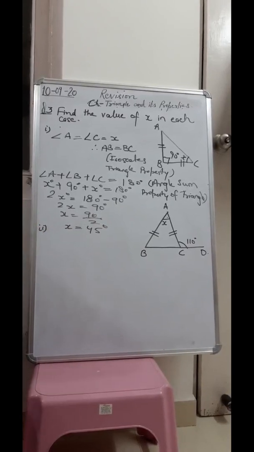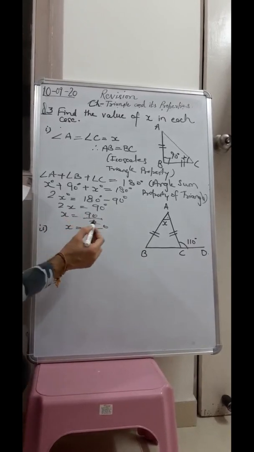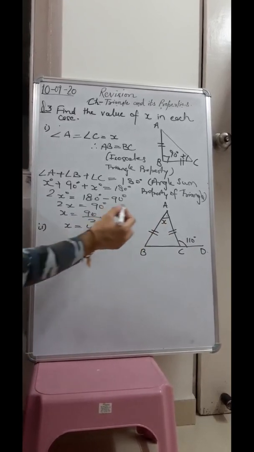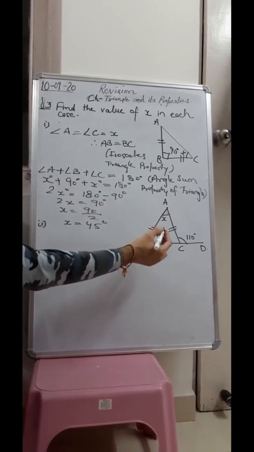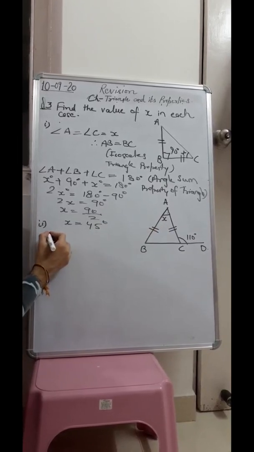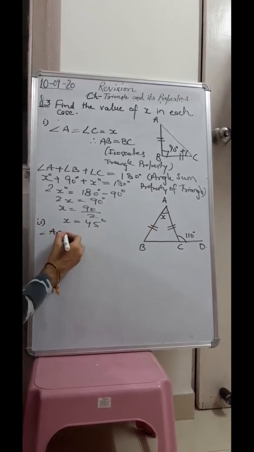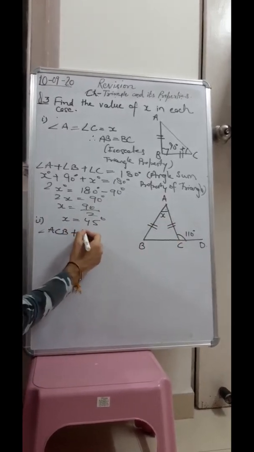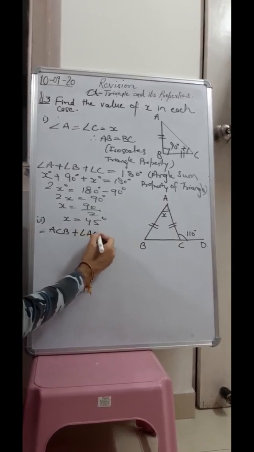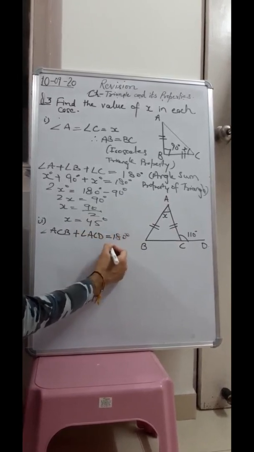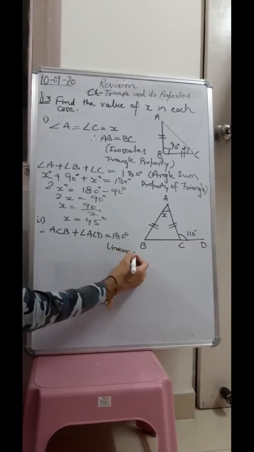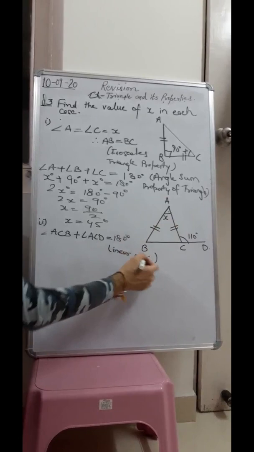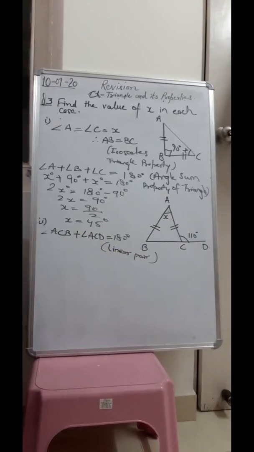Now second part. In the second part, again we have been asked to find out the value of x. So here we are going to take angle ACB plus angle ACD will be equal to 180 degree because of linear pair. So ACB and ACD are called linear pair and their sum will be equal to 180 degree.